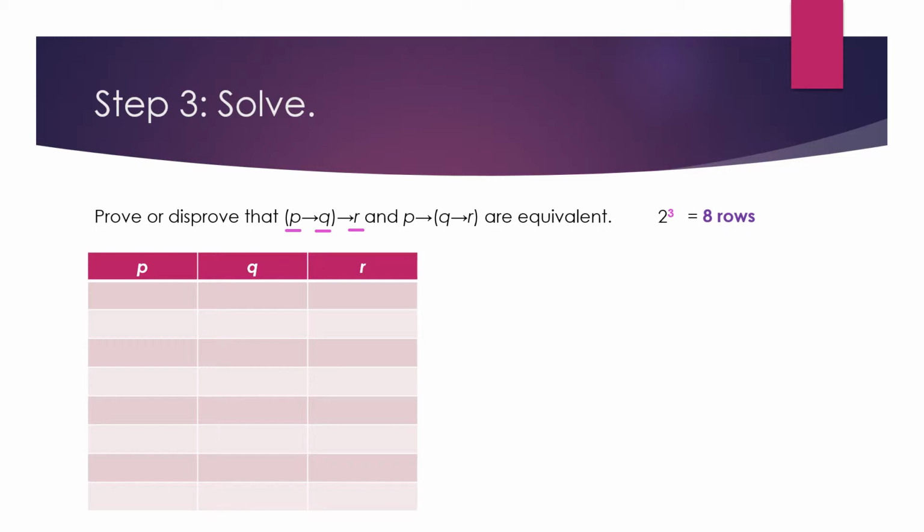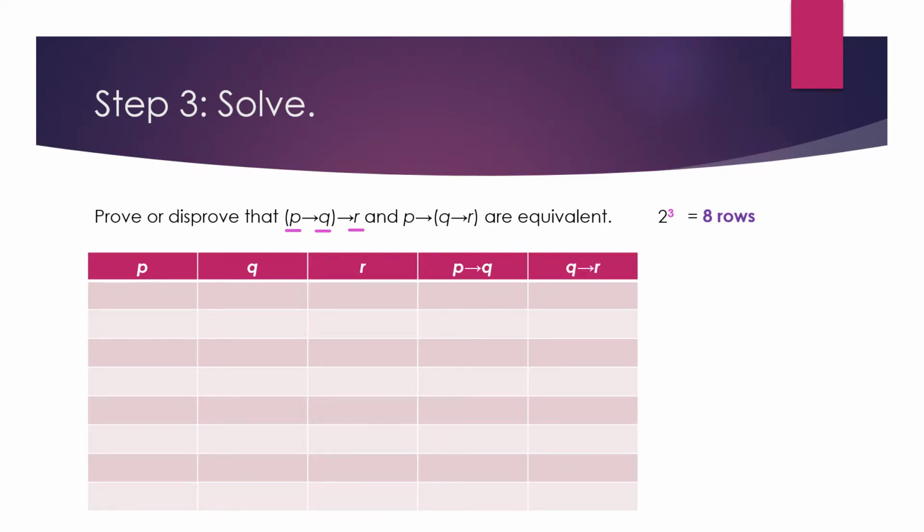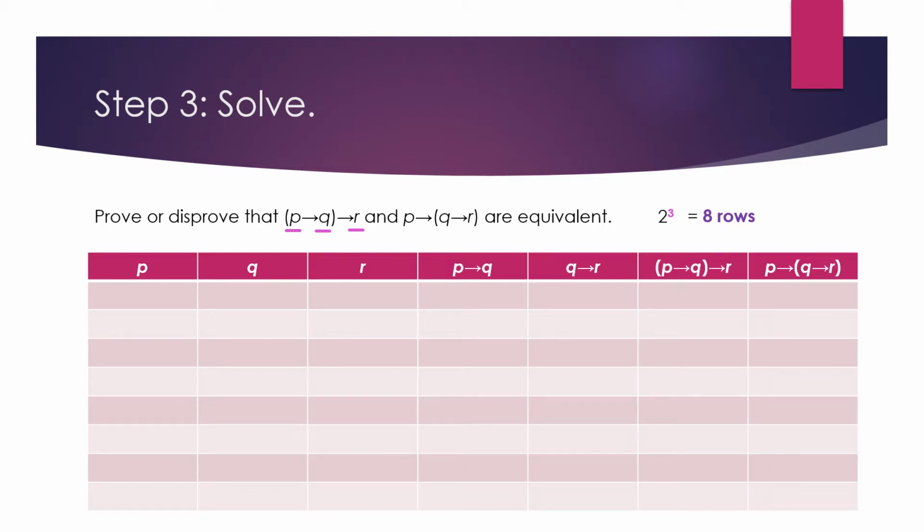I will also need a column for each compound proposition that builds to make each of the 2 final compound propositions. So, I will need a column for if P then Q, and if Q then R. My last 2 columns will be the 2 final compound propositions that I wish to compare the truth values for. These are if the quantity, if P then Q, then R, and if P, then the quantity, if Q, then R.